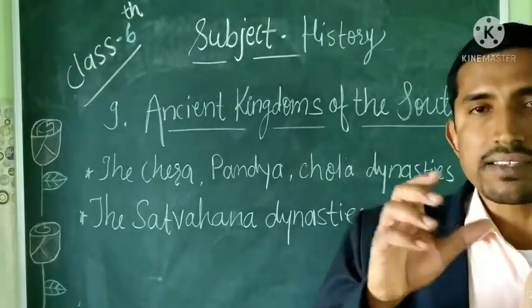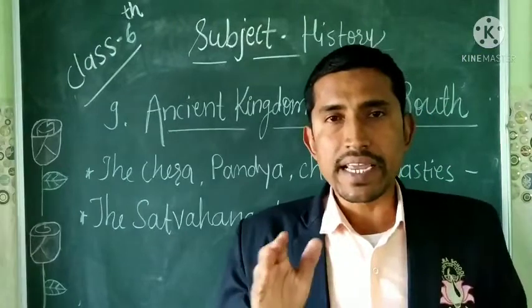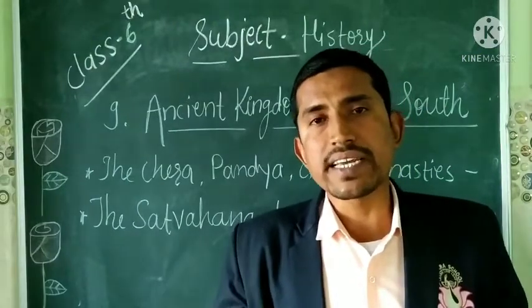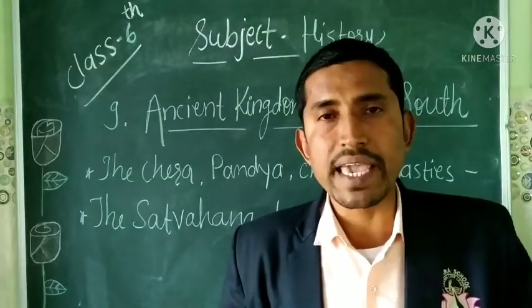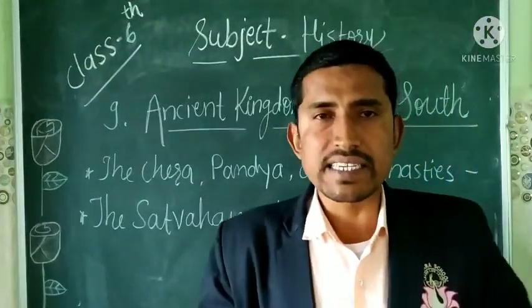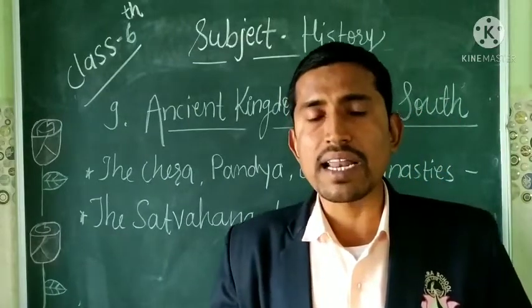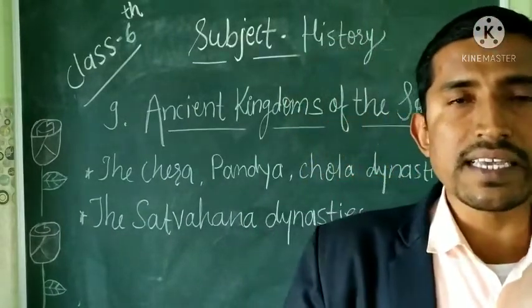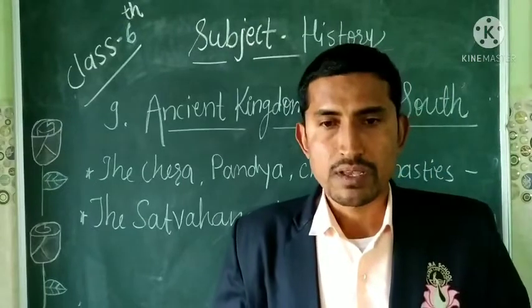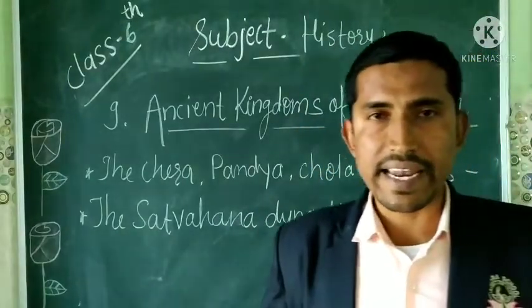Though they were small in size, they also established their own kingdoms, because after the decline of the Maurya Empire they became independent. And the Satvahana dynasty is also one of them. Especially, the Satvahana dynasty ruled over Maharashtra. So now we have to see about the Satvahana dynasty.